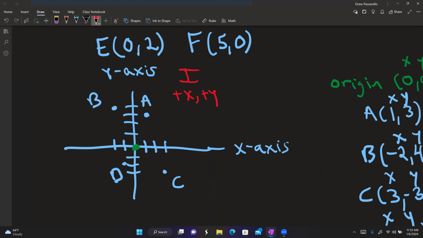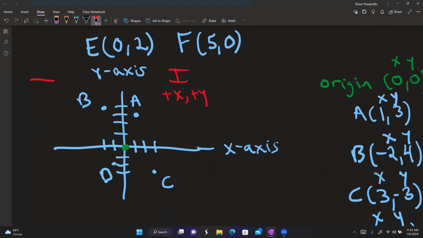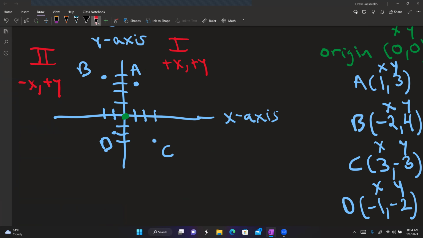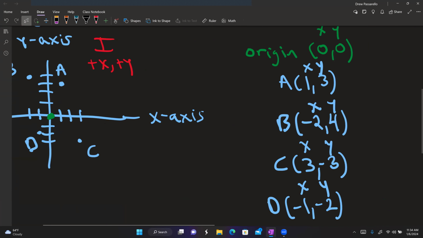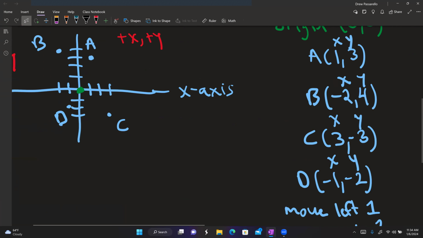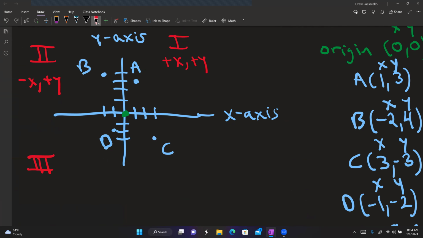Now, quadrant 2 is where point B is, so it goes counterclockwise. So going, I guess, left. Point B has the negative x coordinate -2 and a positive y coordinate 4. So it's a negative x, positive y. And then point D is in quadrant 3. Now point D, the coordinates were -1, -2. So they were both negative. So if you're in quadrant 3, it has negative x, negative y.